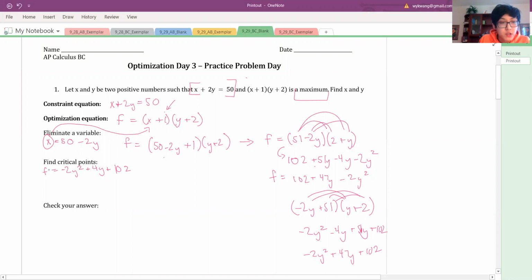But so now we have this equation and we want to maximize it. So our first step for finding the maximums and minimums, the critical points, is finding the derivative. So we're going to derive this. So f prime is equal to, we can just apply the power rule throughout. So for negative 4y, we bring the 2 down and multiply it by negative 2 and then subtract 1 from the exponent. So it's negative 4y to the first, the negative 4y, then the derivative of 4y is just going to be 4.